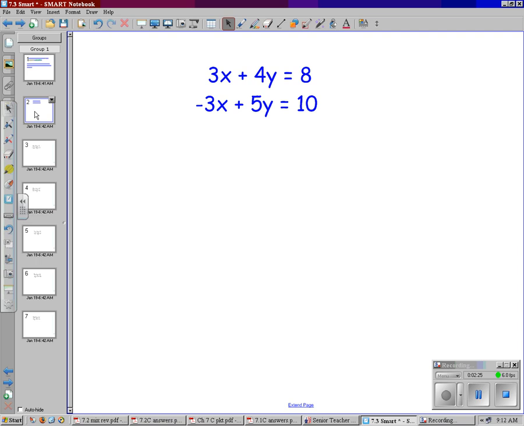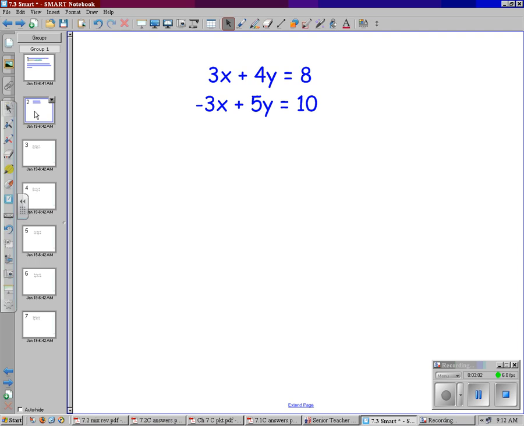Jot down the system, 3x plus 4y equal 8, and negative 3x plus 5y equal 10. It is important that your x's are lined up, your y's are lined up, your equal signs are lined up, and your constants are lined up in order to do linear combination. It is important that every section of the equation is lined up, including the equal sign. You'll see that in a few examples a little bit later from now.